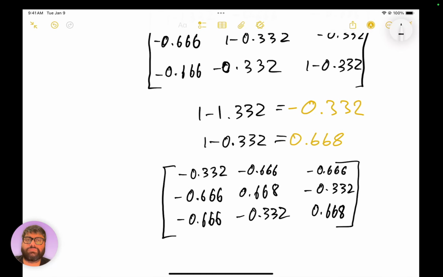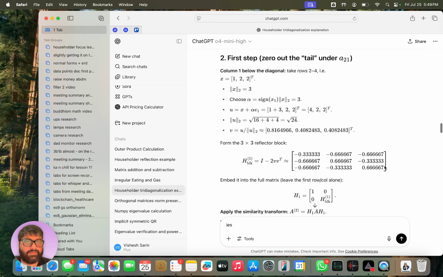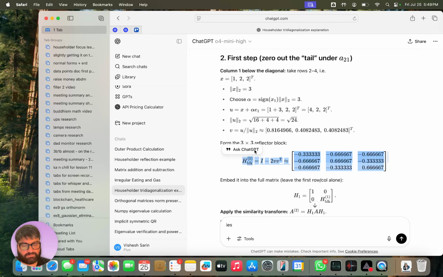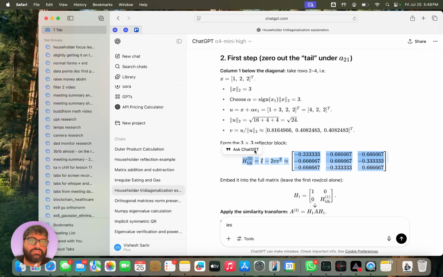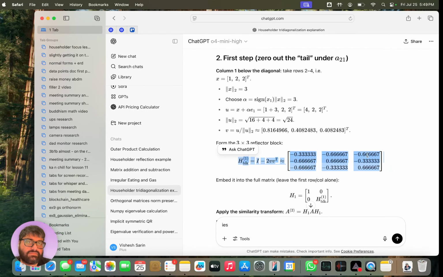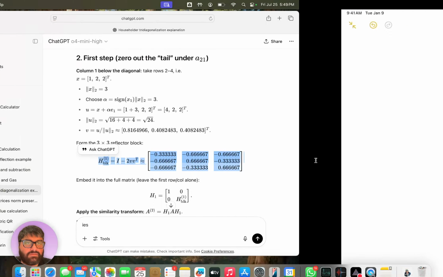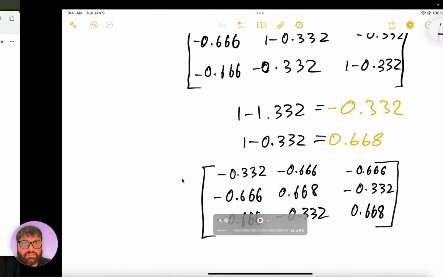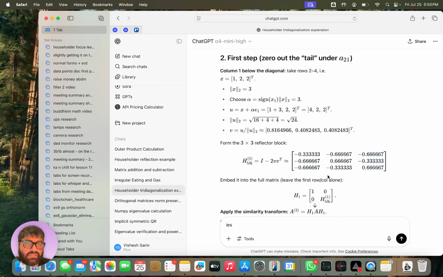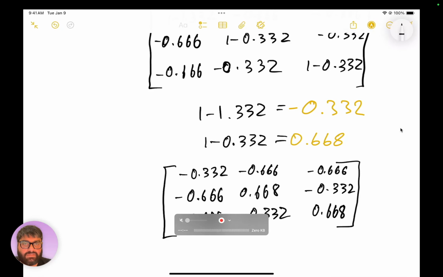So this is a good point in time to do a checkaroonie. Yep, that's basically what we got, right? Negative 0.333 recurring, which is just 0.332, the same. 0.66, negative 0.66, negative 0.66, 0.66. So it's the diagonals that are easy to compare. Everything else is just flipping the sign, which is accurate.